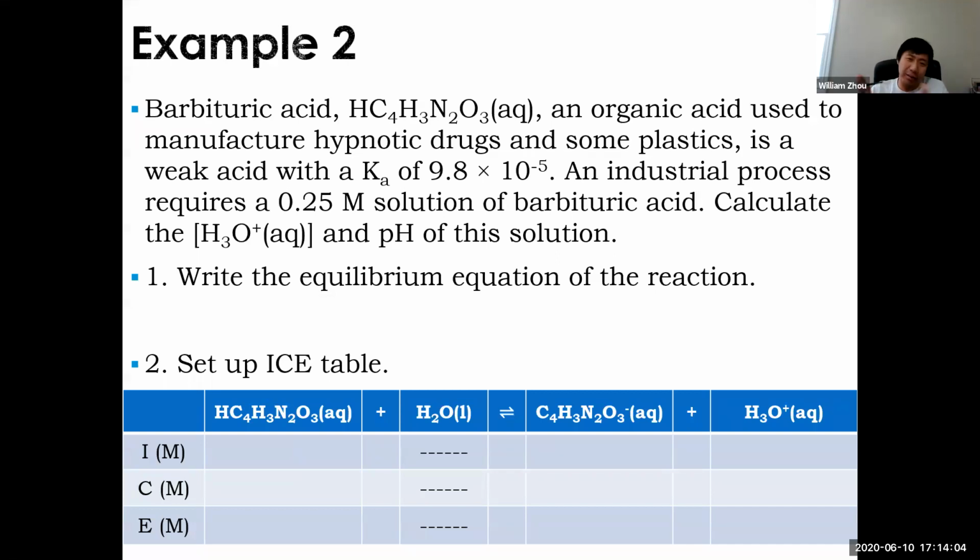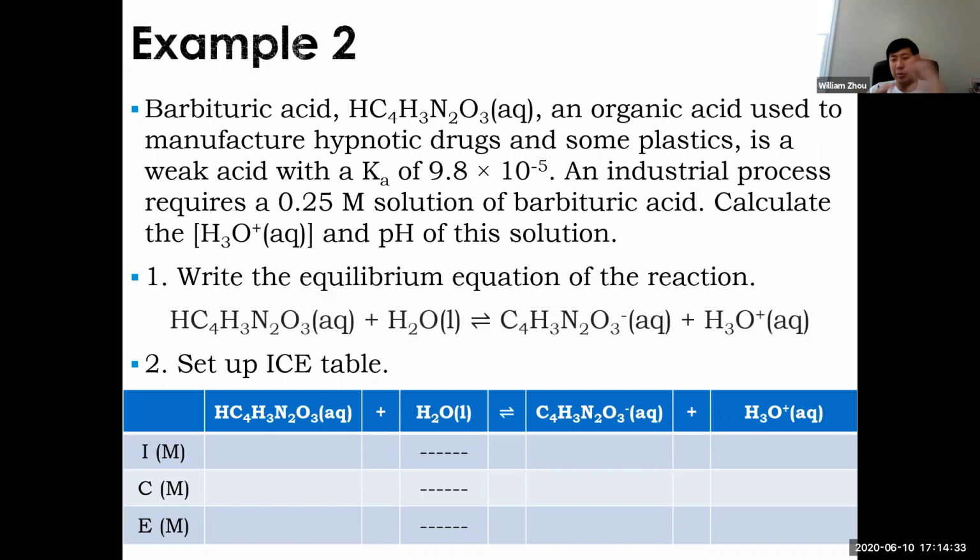Barbituric acid, an organic acid used to manufacture hypnotic drugs and some plastics, is a weak acid with a Ka of 9.8 times 10 to the negative 5. An industrial process requires 0.25 molar solution of barbituric acid. So calculate the hydronium concentration as well as the pH of the solution. All right, so step 1, you have to write the equilibrium equation.